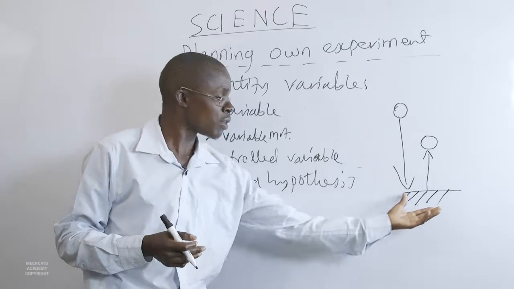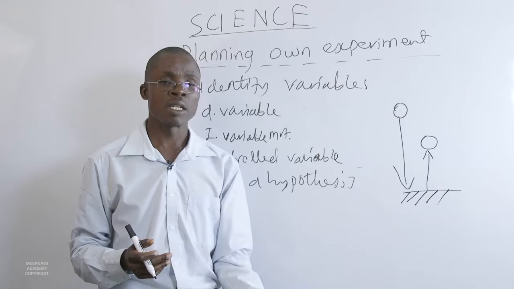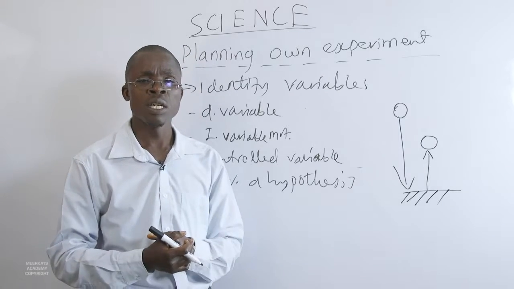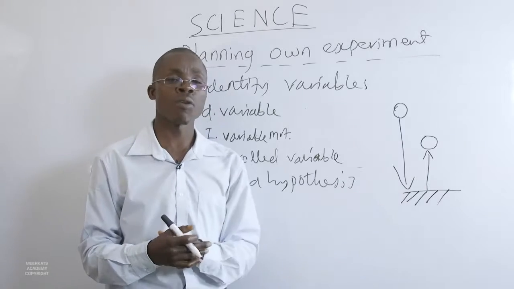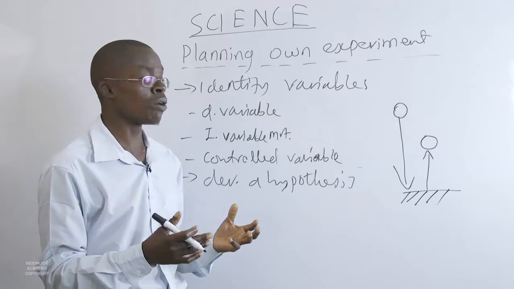We also have the surface, which is a material. Remember, you can bounce the ball on a hard surface, a concrete surface, a wooden surface, a soft surface, or any other surface. So this also qualifies to be a material. Then we also have what we call the procedure.